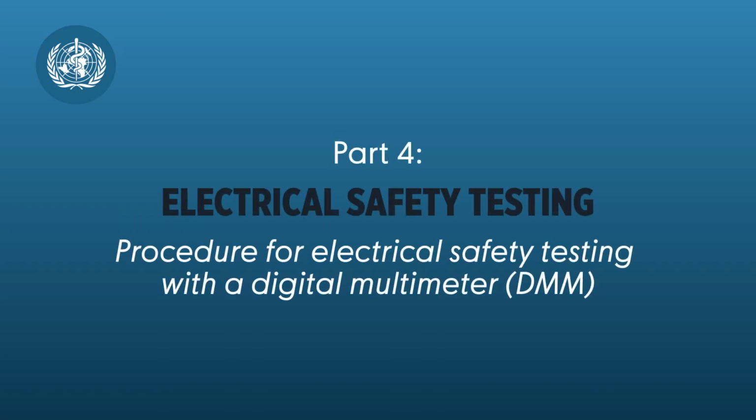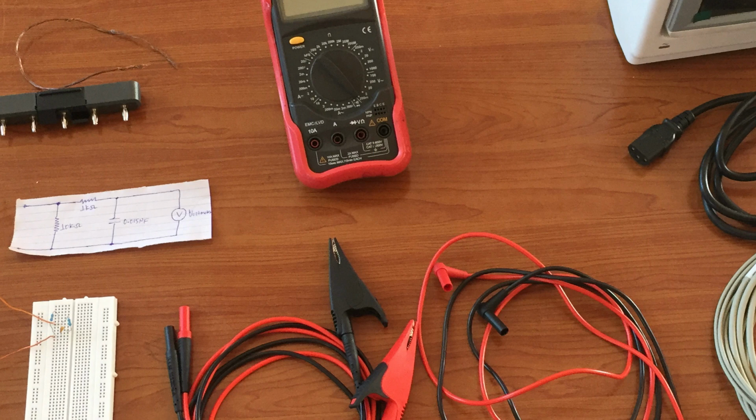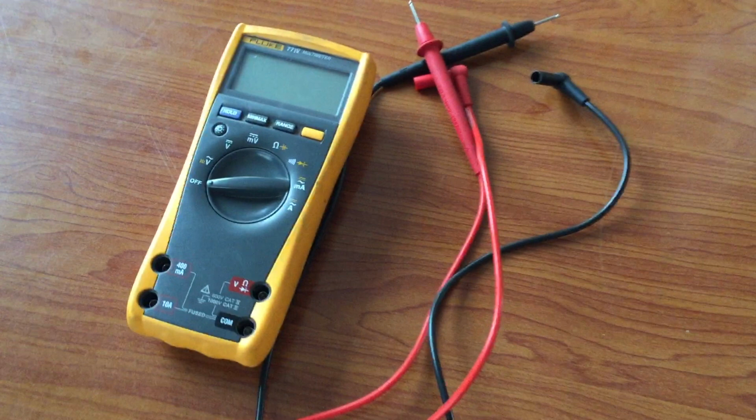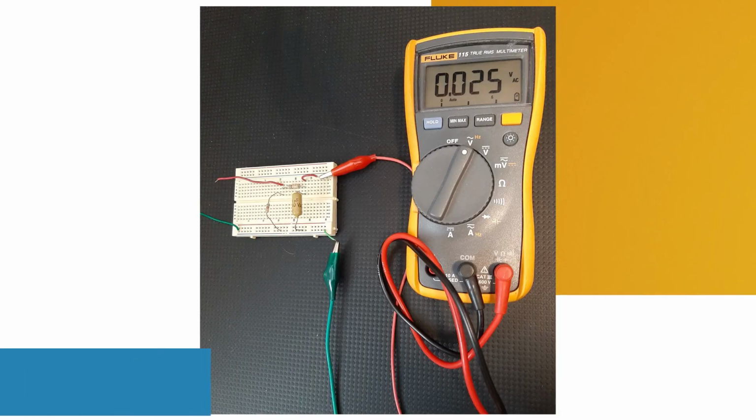Procedure for electrical safety testing with a DMM. While an electrical safety analyzer will make your job easier, you can ensure that devices pass electrical safety tests using a simple multimeter, power receptacles, and a standard measuring circuit, which we will refer to as a measuring circuit. Before performing any tests with a DMM, you will need to create a measuring circuit like the one shown here. The schematic diagram for this circuit is shown later in this video.